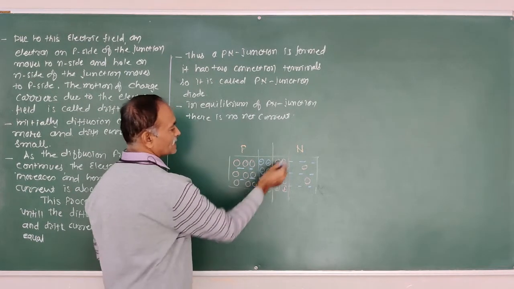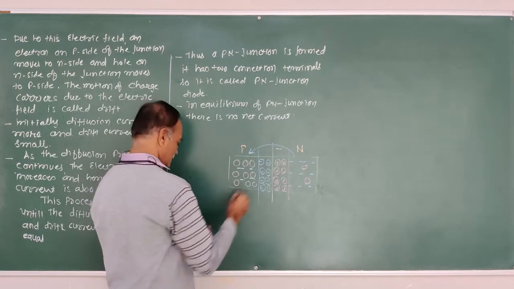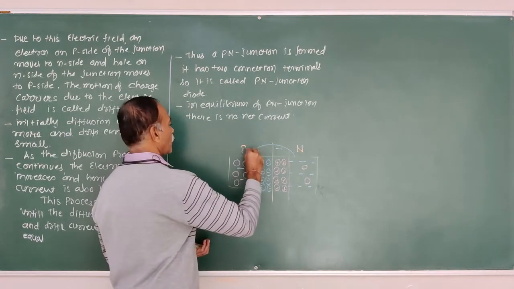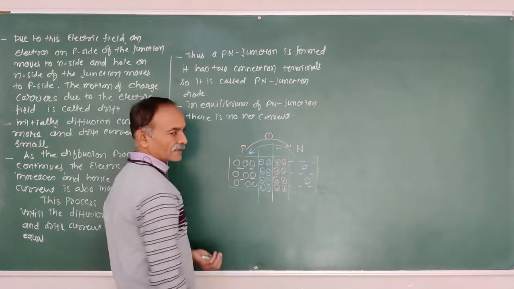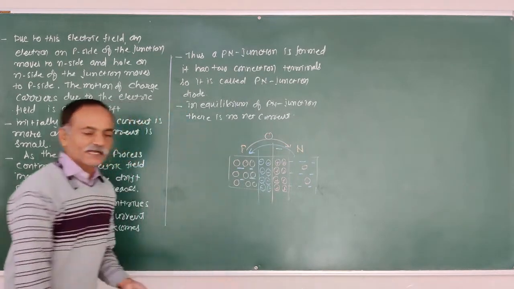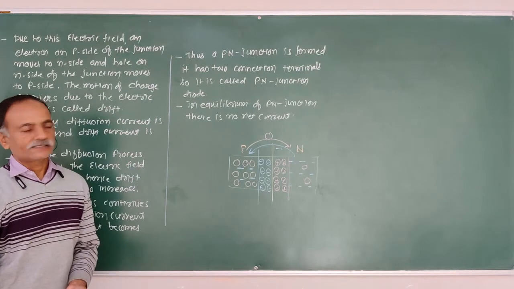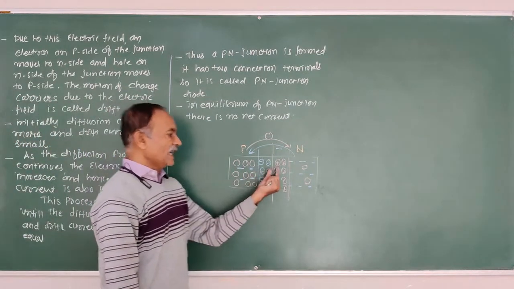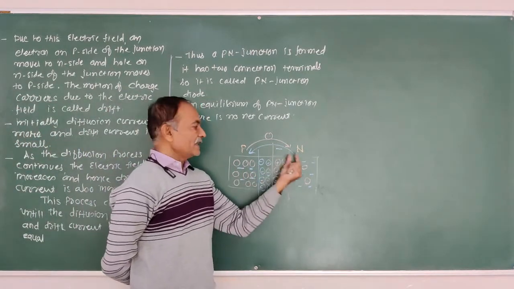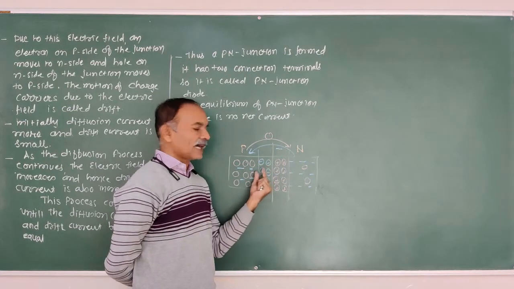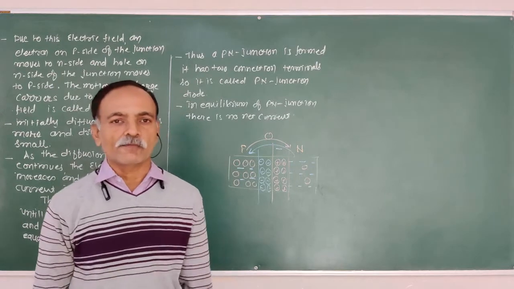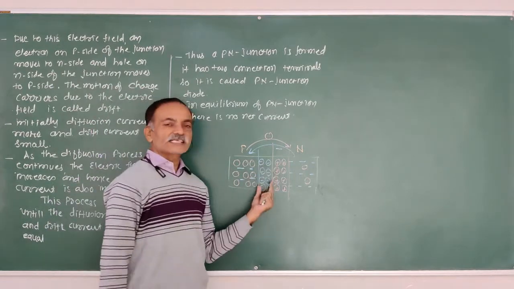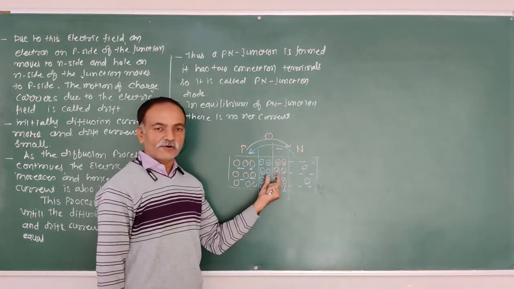Diffusion of electrons takes place from N to P, and diffusion of holes takes place from P to N. As a result, the diffusion current takes place, right? The ionized positive charge in the N region near the junction and the ionized negative charge in the P region near the junction are developed. Due to these, space charges are developed in the region.